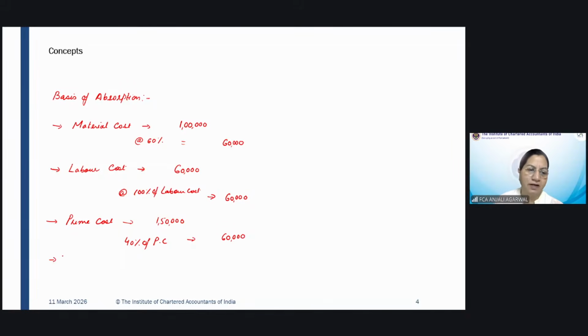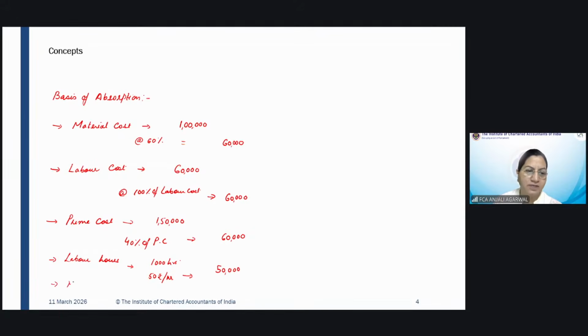Then there are other methods also, like the basis of labor hours, not on the total labor cost, but on the basis of total labor hours. So like I said in the previous example, 1,000 hours are worked, and let's say the absorption rate is 50 rupees per hour. So in that case, the total absorbed overheads would be 50,000.